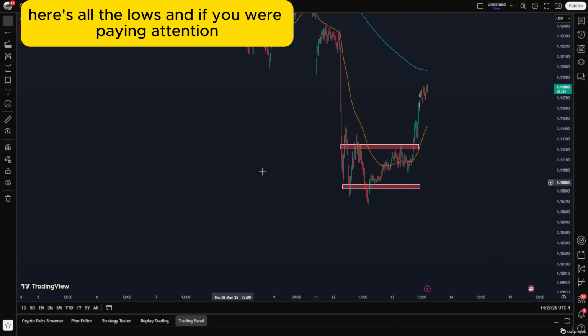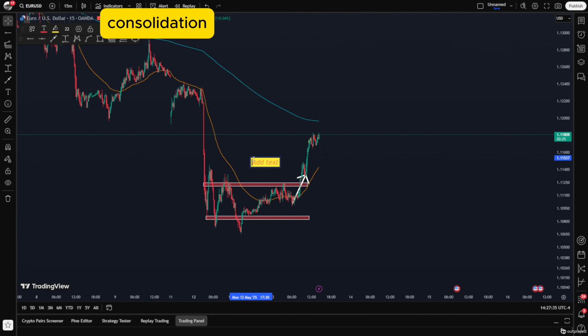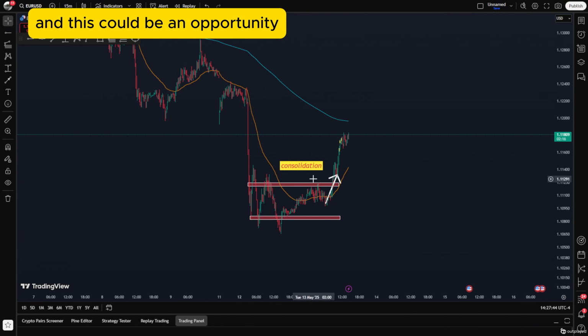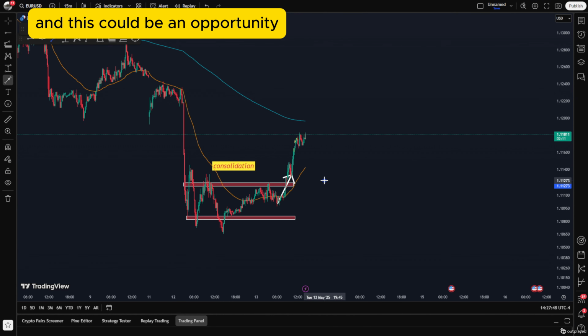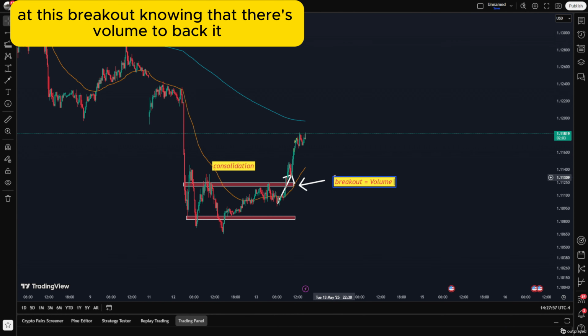And if you were paying attention, you could see that price broke out of this consolidation. And this could be an opportunity where you can actually place a buy order at this breakout, knowing that there's volume to back it.